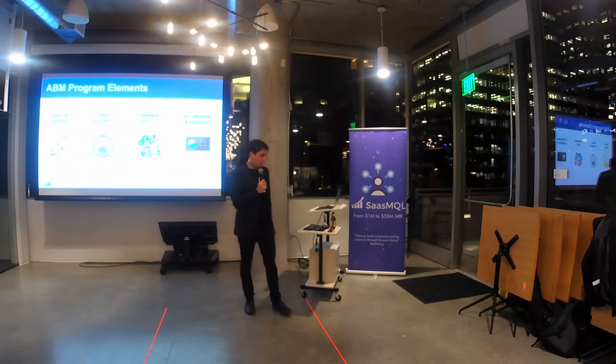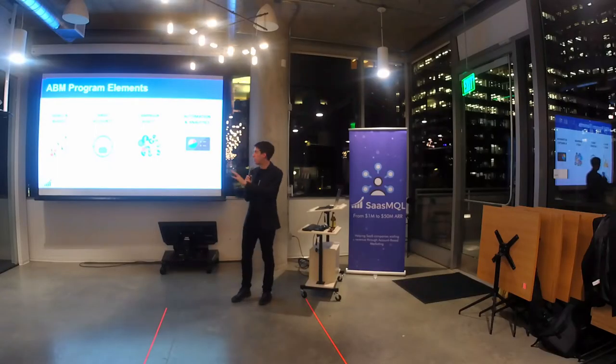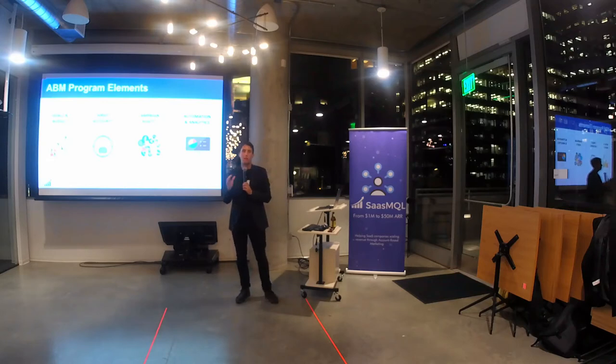So now let's jump on the actual topic, which is the elements of a media approach. So I divided these four main things that we always worry about when we start with a new client or a new onboarding process. We always try to get these four things in place. So number one, we need to know what are the goals and what is the budget that we're going to have to go after those goals.